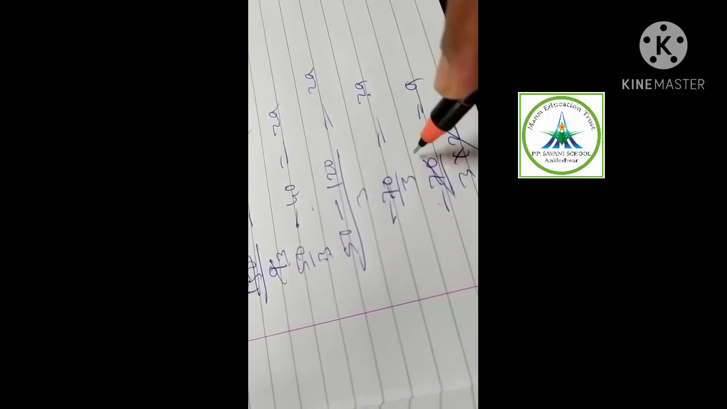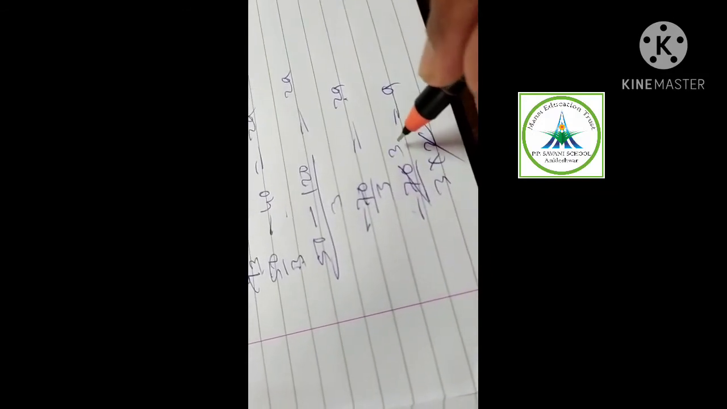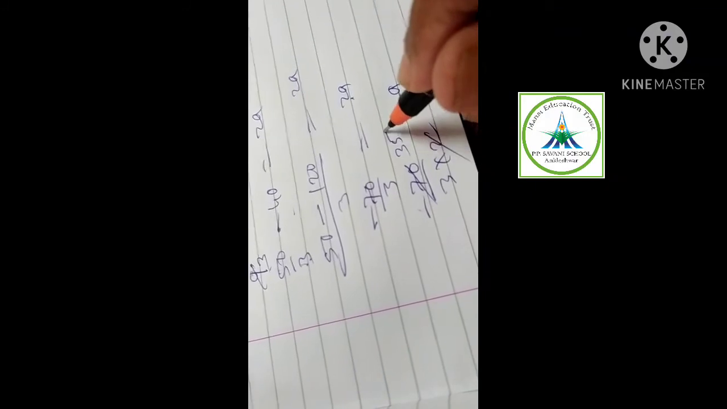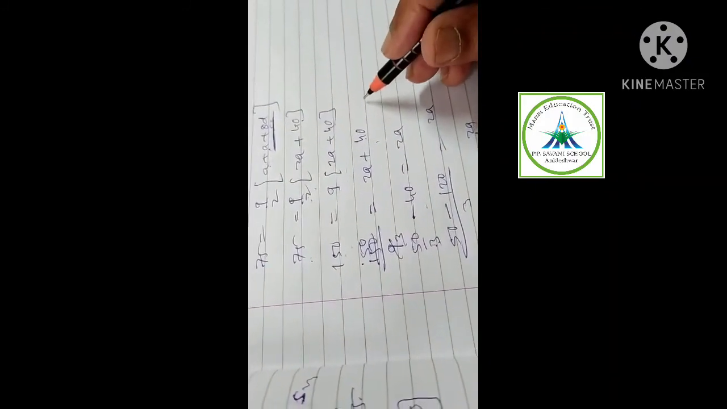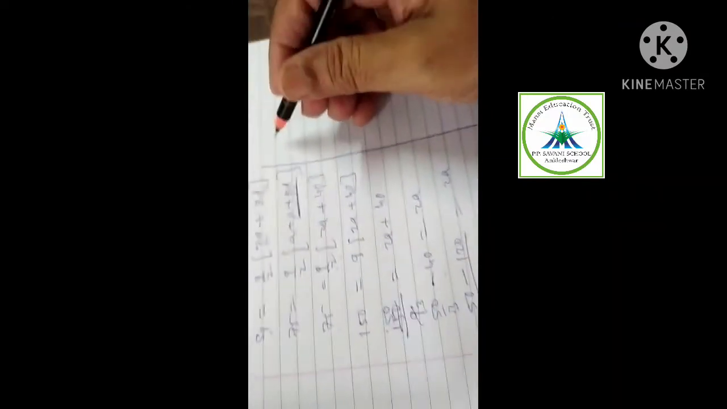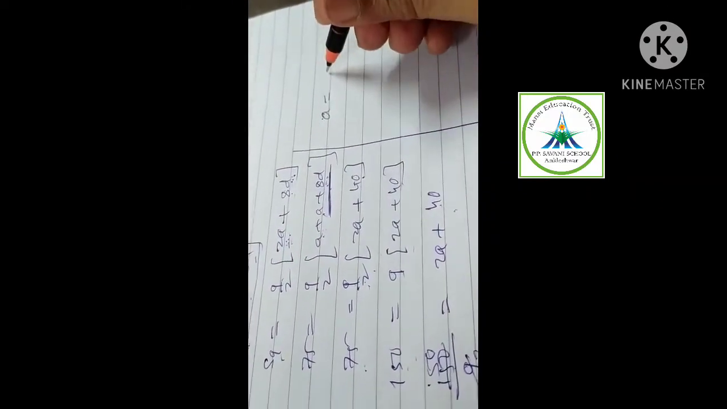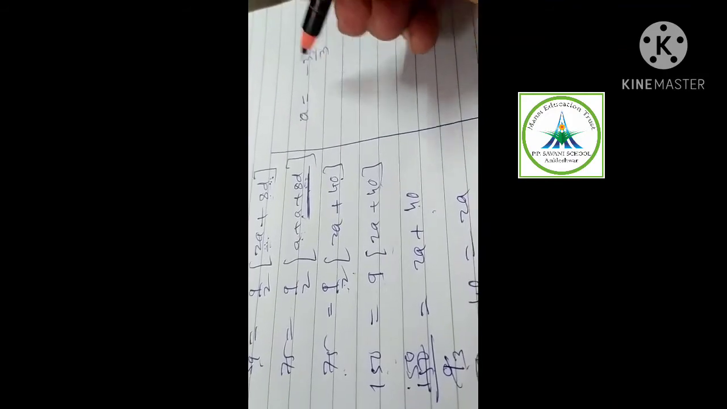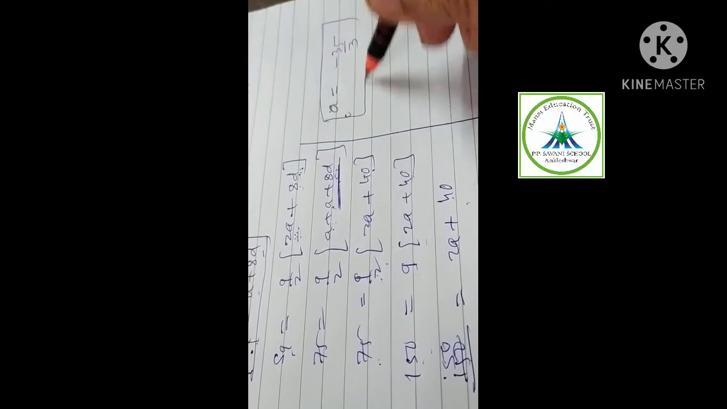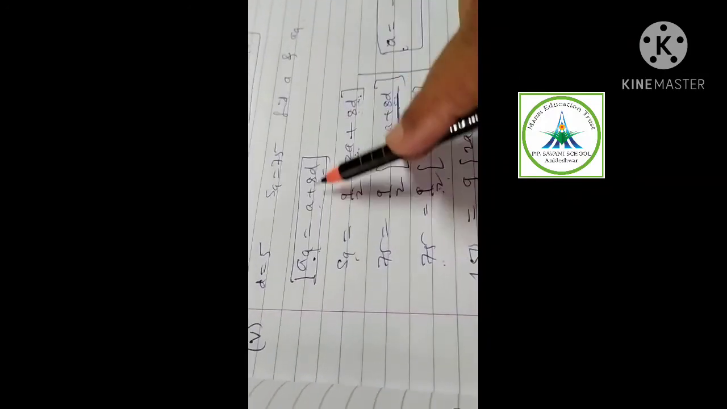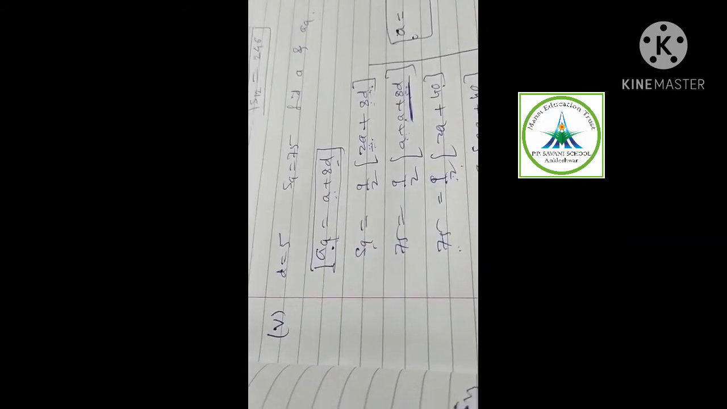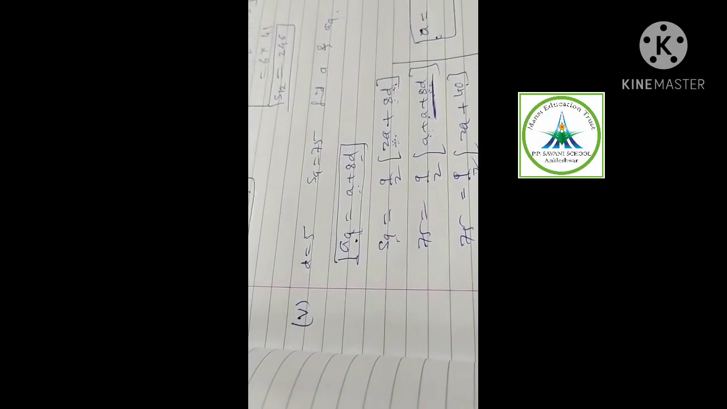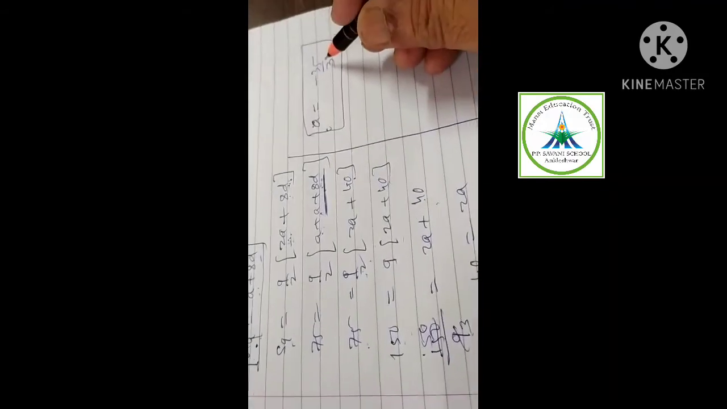Cancel by 2, sir. 2 3s are 6, remainder 1, 2 5s are 10. Got it? Now see students, look here. You got a equal to minus 35 upon 3. Value of a is known to you. Now you are asked to find a9. A is known, a9 you can find. Clear? Check properly. See, a is known, a is minus 35 upon 3.